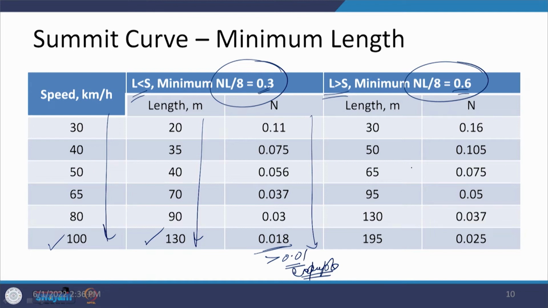The same is the case here, where the values are changing from 30 meters to 195 meters for a speed of 30 to 100 kilometers per hour, and here too the values of n are being given. You can see that this value of n is quite high, like 2.5%, for this particular value, where you are going to provide a length of 195 meters.